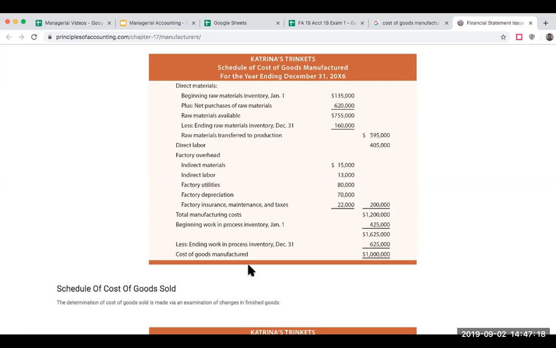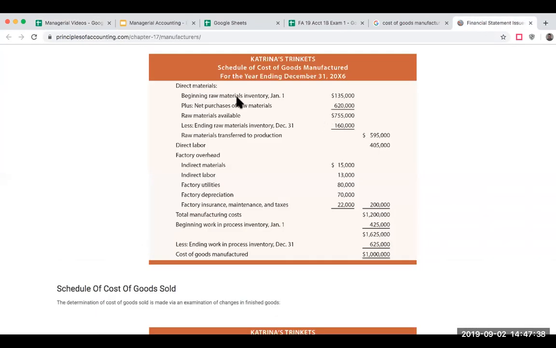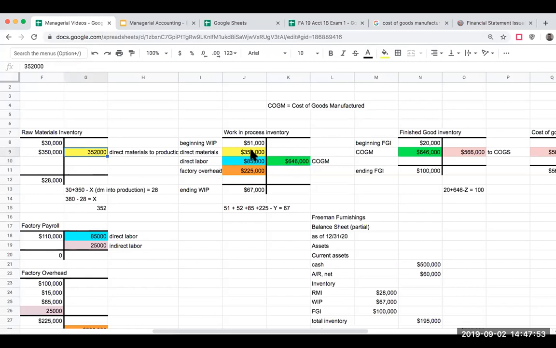Essentially, by doing the T accounts, you're getting down to the same answer. I prefer T accounts just because, to me, it's a better visual representation of how to compute these types of problems. But if you needed to take what we've been doing here into this, it's not that hard. It's basically my beginning plus my purchases gives me my raw materials available, less my ending inventory comes up with my raw materials used in production, which is going to be right here.